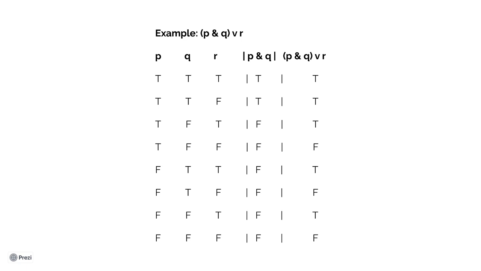It may be helpful to see what is going on moving from left to right. Of course, we begin on the left. So we begin with proposition P: true, true, true, true, false, false, false, false. Then proposition Q: true, true, false, false, true, true, false, false. And then simple proposition R: true, false, true, false, true, false, true, false. Now we have our truth values for our simple propositions, and we're ready to move on to the logical operators.